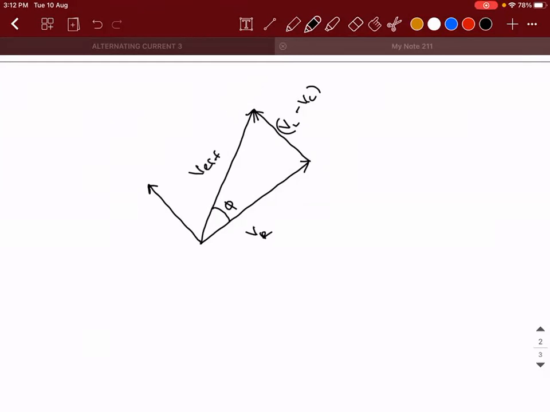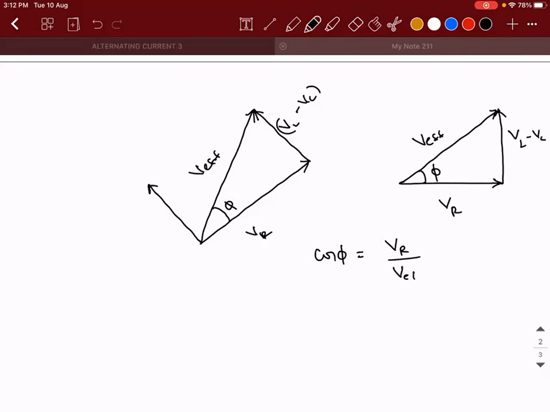If this is V effective, then if I tilt this triangle and draw it right, you will get something like this. This is VR. This is VL minus VC. And this is going to be V effective. Okay. And if I take this angle as phi, then what is cos phi from this triangle? So cos phi will be equal to VR divided by V effective.